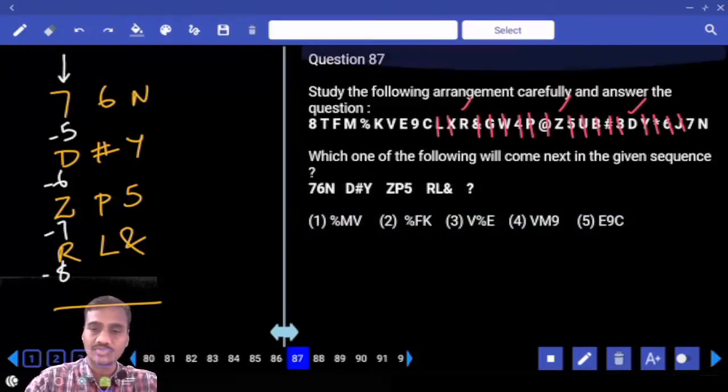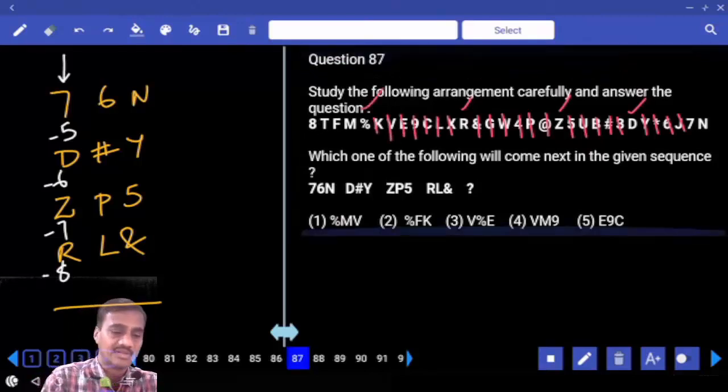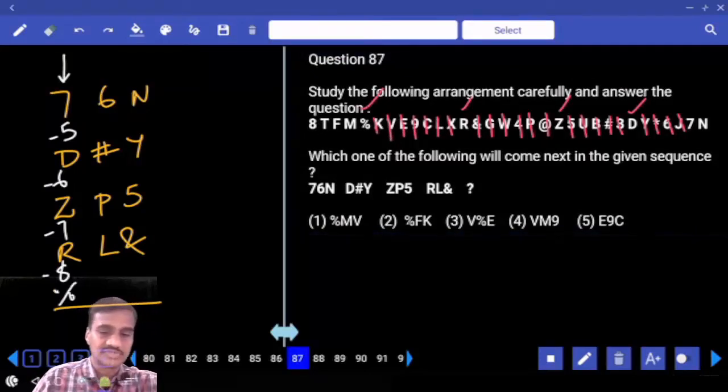Eighth element. 1, 2, 3, 4, 5, 6, 7, and that is a percentage. And so what is the first element we have? Percentage is the first element among the choices. These were ruled out. Now we are left with only two choices.